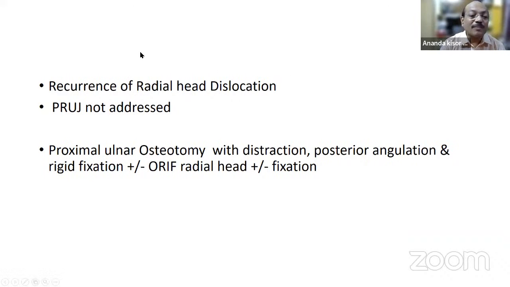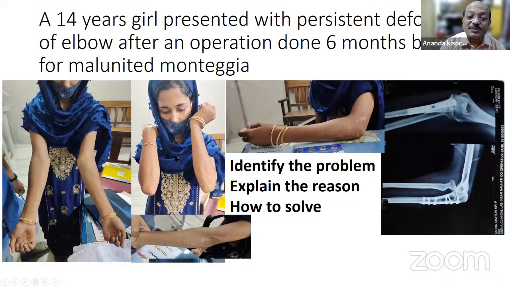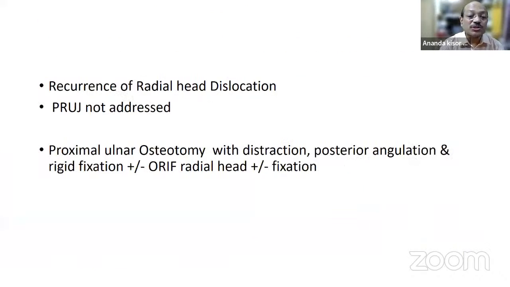Now, what is the problem? The proximal radioulnar joint may not have been addressed during the initial trauma. So what should be the treatment? Treatment should be a proximal ulnar osteotomy. But see, it should be much more angulated, dorsally or posteriorly angulated.